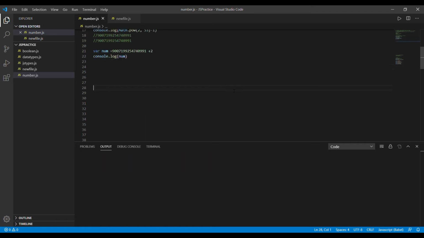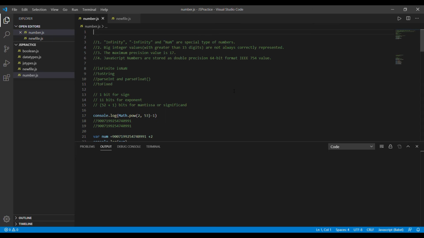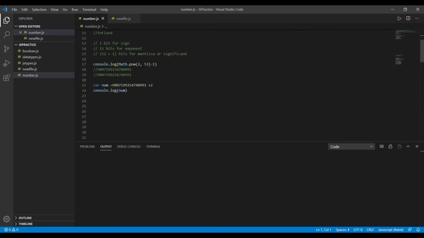Okay, so let's talk about the next point, that the maximum precision value is 17 in JavaScript. JavaScript doesn't allow any number to contain more than 17 digits, and it's because of the same reason that the mantissa part requires 53 bits to represent it internally. If we try to use a larger value, then that value will require more bits. That's why the restriction is there. When we talk about the double precision 64-bit format that JavaScript internally uses to represent a number, then you will understand it more precisely.